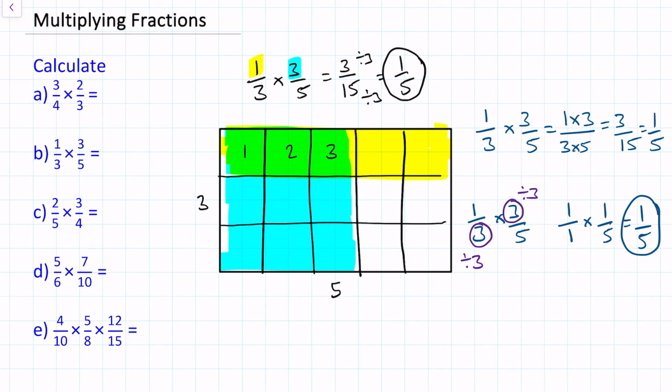Okay, do you want to try and work out questions C and D using any one of these 3 methods? You can pause the video and resume it when you're ready.